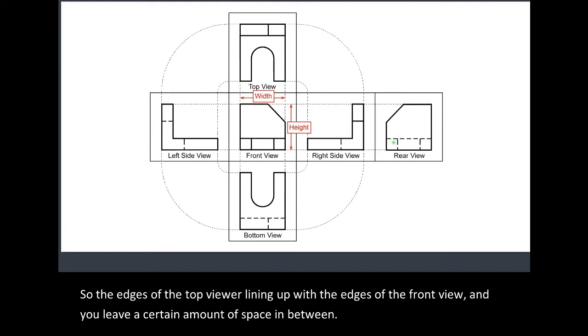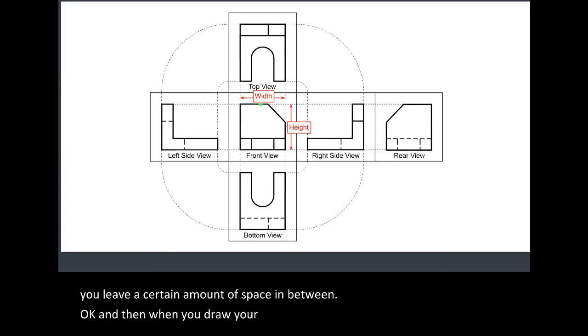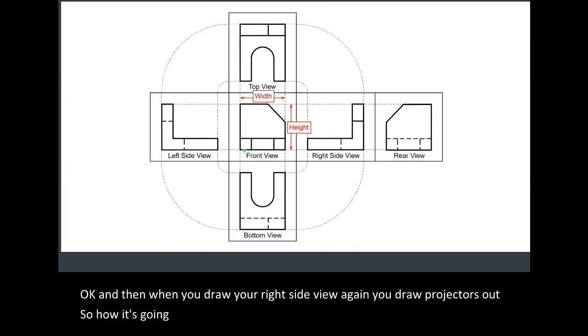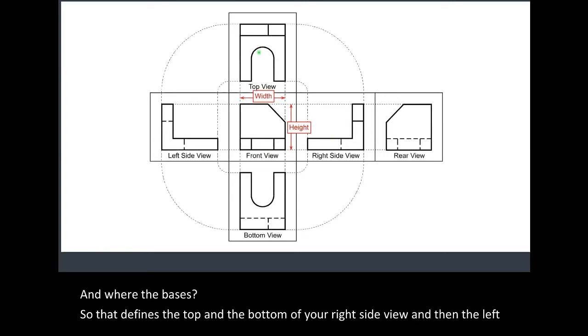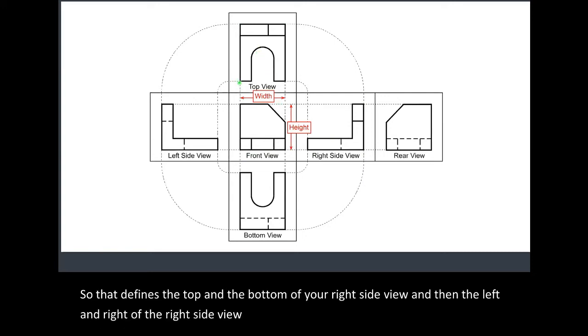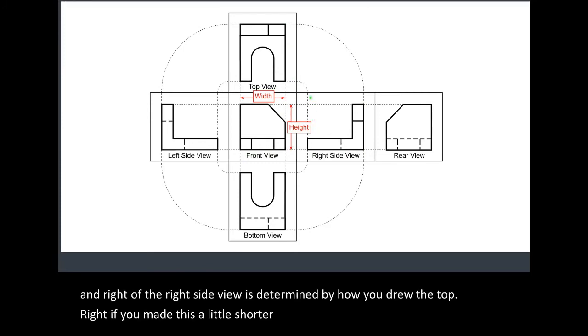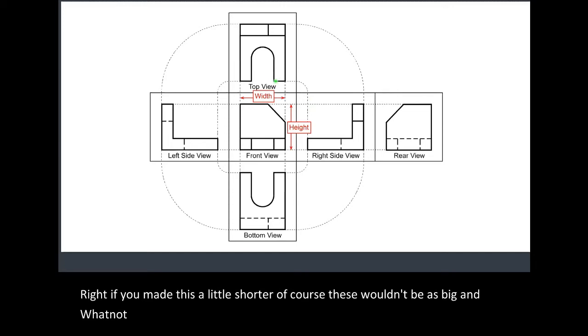Then when you draw your right side view, again, you draw projectors out so you know how high it's going to go and where the base is. That defines the top and the bottom of your right side view, and then the left and right of the right side view is determined by how you drew the top. If you made this a little shorter, of course, these wouldn't be as big. We'll get into some details on how to do that as well.